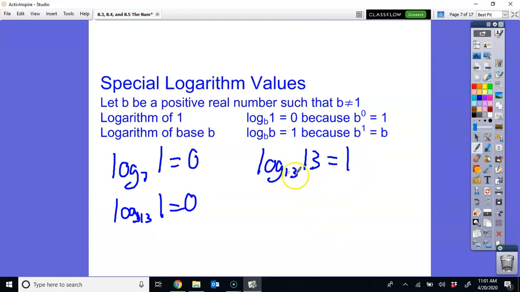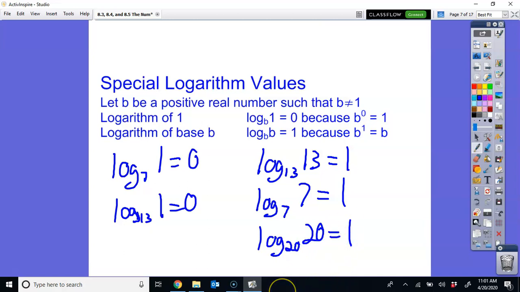Because this base 13 raised to the first power is the only way to get 13. So log base 7 of 7 is 1. The log base 20 of 20 is 1. So those two values, when you take the logarithm of 1 and when you take the logarithm of the base number that you have in the logarithm, you are going to always get that 1. So these two should be some special values that you essentially always know.